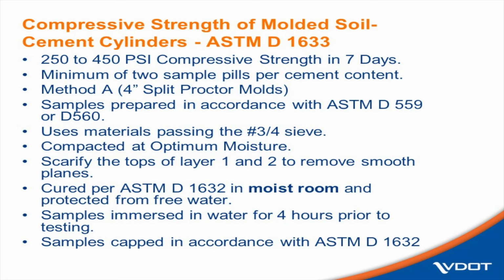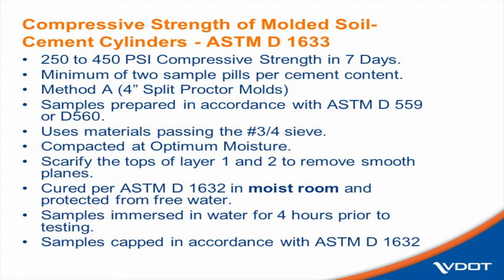Very important, you have to get it at optimum moisture. You do not want it dry of optimum. This one also snags a lot of people. When this is made, we're making it in 3 layers. You're going to compact a layer, and then between each layer, you have to scarify them. Take your tools and just rough the surface up. You don't want to induce any shear planes in your sample. And again, it has to be in a moisture room, protected from free water. So basically, you should put them in the moisture room with a little bag over top of them so water couldn't drip on them, but it's still like 99% humidity.